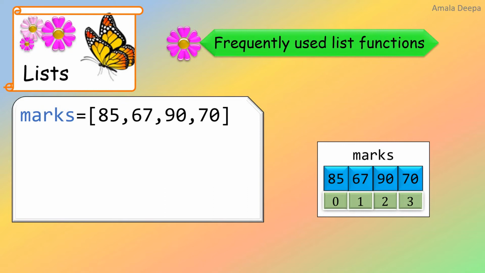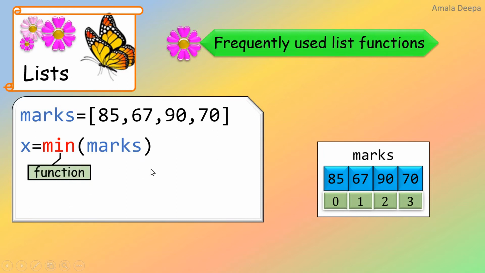Similar to the sum function is the min function. x = min(marks). Min is the function and within parenthesis marks is the list object.